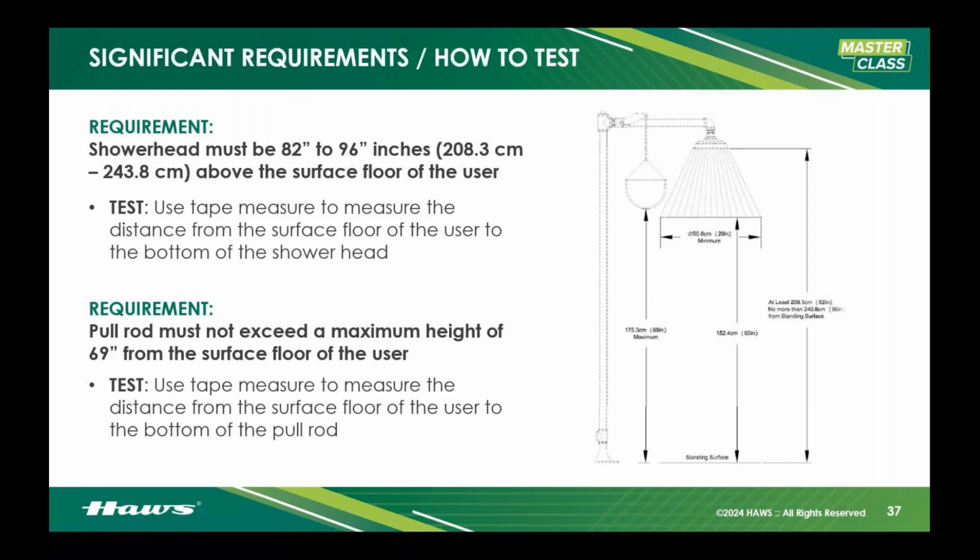We're getting even distribution. We're getting that 20 inches wide at 60 inches. Okay, just use your tape measure. Measure to the outlet of the water, not the bell, wherever the water is actually coming out of. Okay, and then measure the pull rod.